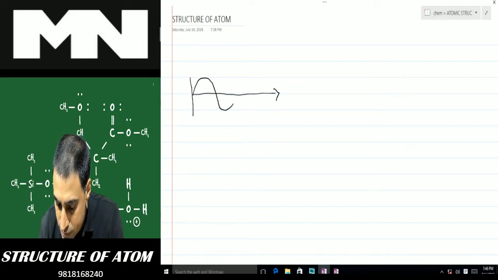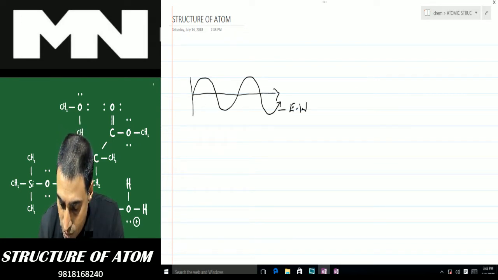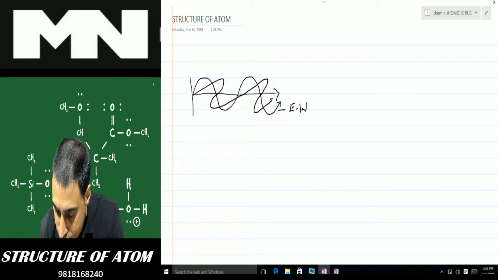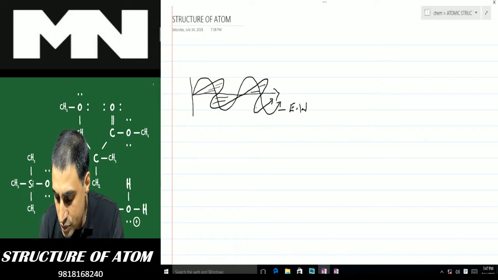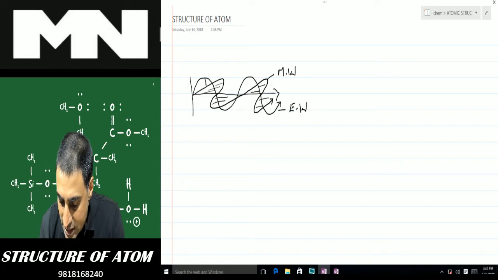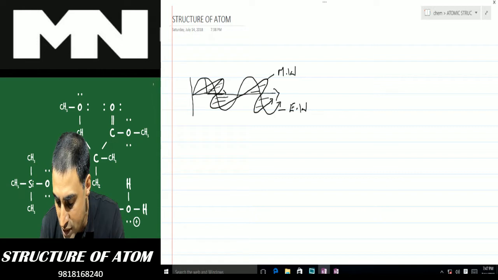Now suppose this is the electrical wave you have got. Perpendicular to this, you will see one more wave moving along with this. I'm shading it so that it will become easier for you to recognize. And suppose this is the magnetic wave. So you can see that the electrical wave and magnetic wave are perpendicular to each other and they are perpendicular to the direction in which they are moving.